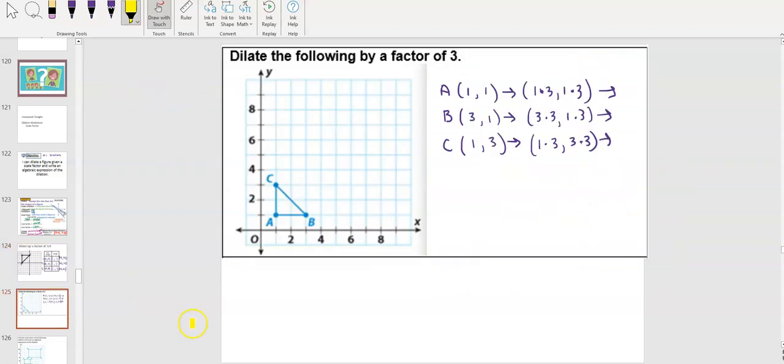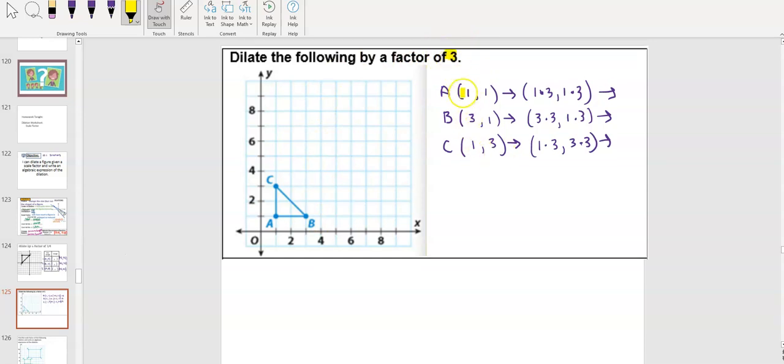Okay, so on this next image, we're actually going to grow or enlarge our shape by multiplying it by a number that's greater than 1, by a factor of 3. So I have my coordinates here for A, B, and C, and I went ahead and went times 3 on each one. So I'm going to take every X and every Y and multiply it by 3.